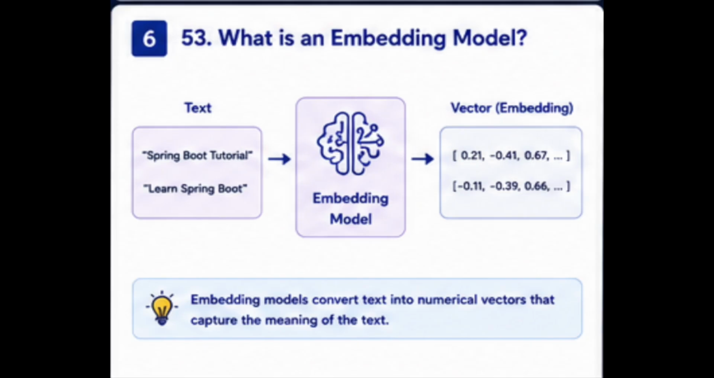What is an embedding model? An embedding model converts text into numerical vectors. Unlike a chat model, an embedding model does not generate answers. Its job is to represent the meaning of text mathematically. For example, "Spring Boot tutorial" and "Learn Spring Boot" will have vectors that are close together because they have similar meanings. Those vectors are stored in the vector database and later used for similarity search.